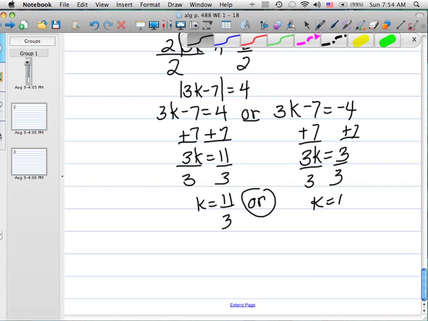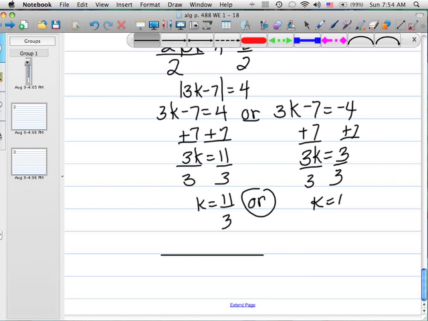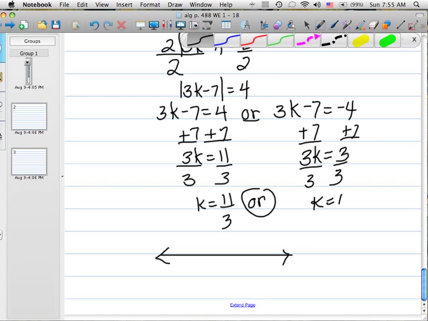So our graph is the bullhorns. So this is 3 and 2/3. 11 thirds is 3 and 2/3. So here's 1. And here's the 11 thirds. It's between 3 and 4. And we just put the 2 dots down.